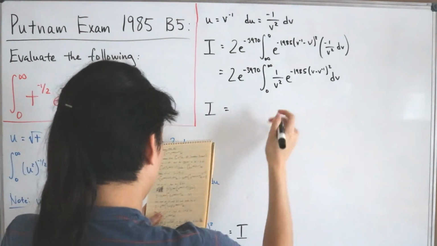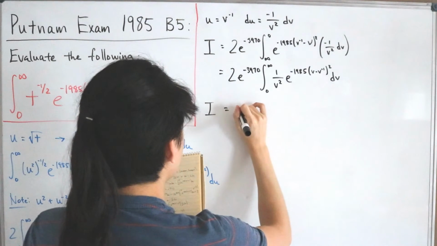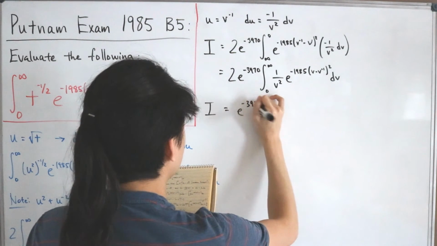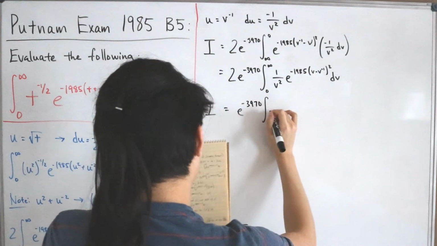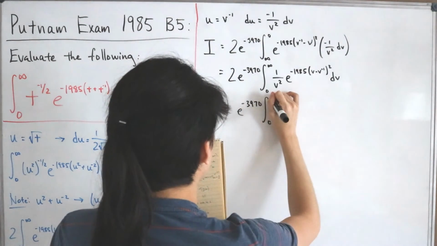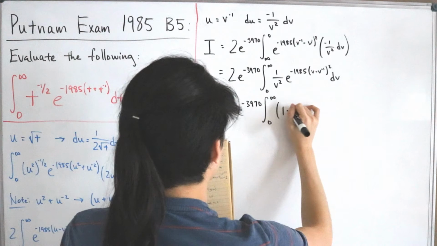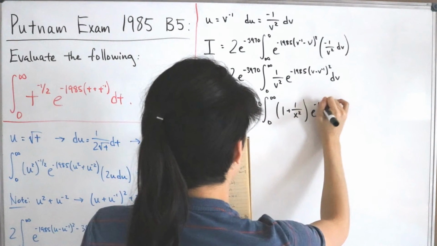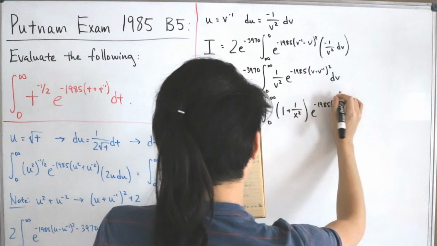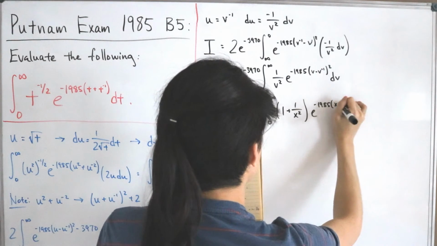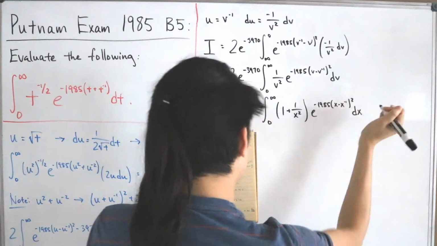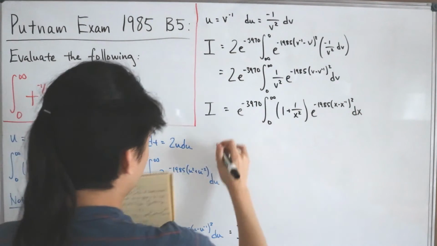So by applying all this, the new integral is going to be e to the power -3970, multiplied by the integral 0 to infinity. This will be 1 plus 1 divided by x squared, and then multiply by e to the -1985, then multiply by x, subtract x inverse, and then square, then dx. Again, we can now perform another u sub.